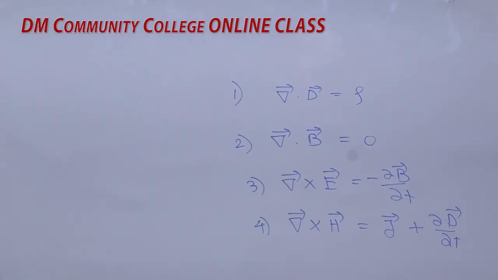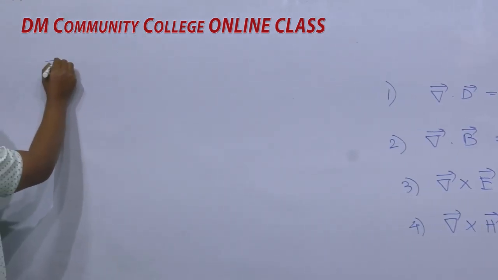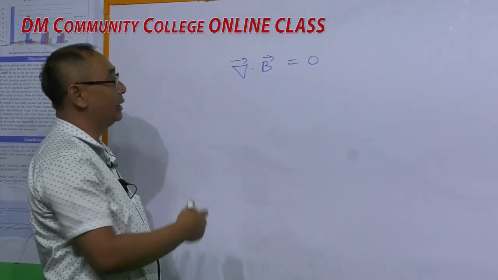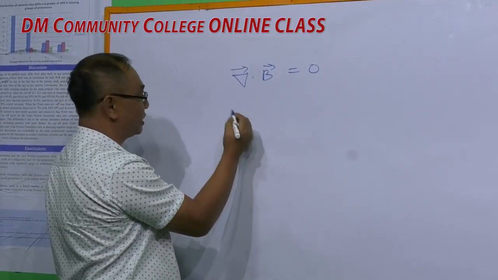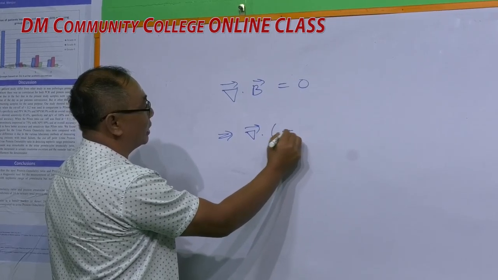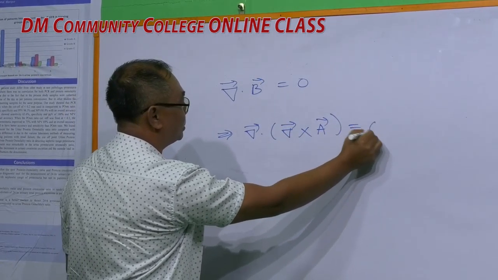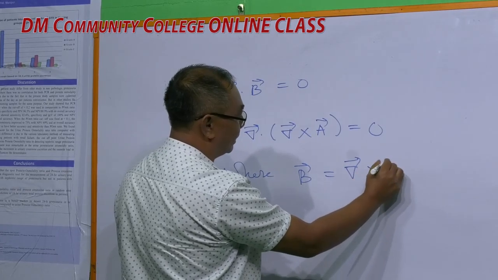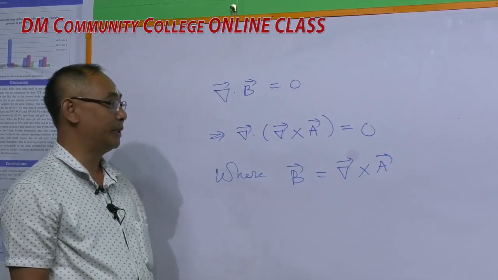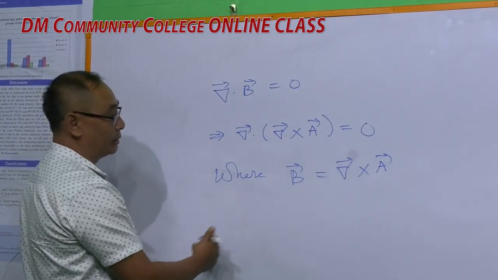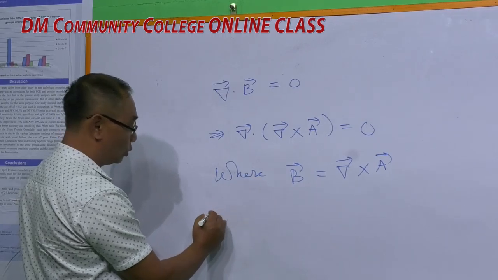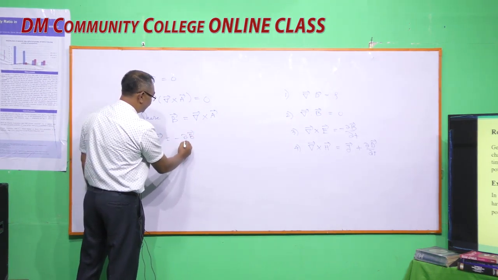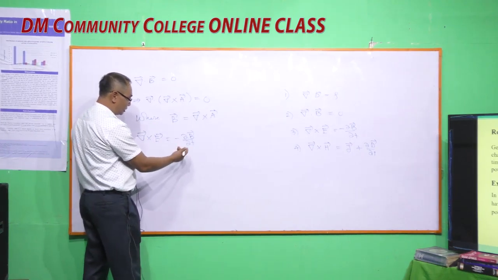Now, from Maxwell's equation 2, I can write divergence of B equal to 0. By vector calculus, this can be expressed as the divergence of a curl of a vector function, so I can write divergence of curl of A equal to 0, so that B is equal to curl of A. Here this vector function A is known as vector potential. Similarly, from equation number 3, curl of E is equal to minus del B by del t.